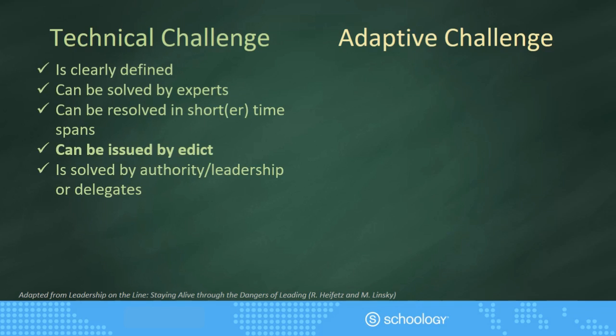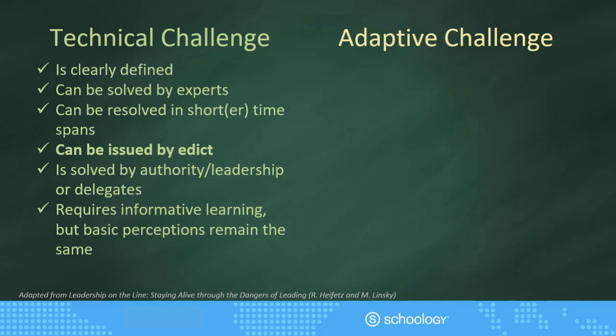It's actually solved by those in authority or leadership, or maybe even a committee or a group of delegates who carry out that change. And the learning it requires tends to be informative, but the basic perceptions and attitudes about life, about work, about approaches, those basically remain the same. And then finally, you tend to see less resistance when you're dealing with a technical challenge.